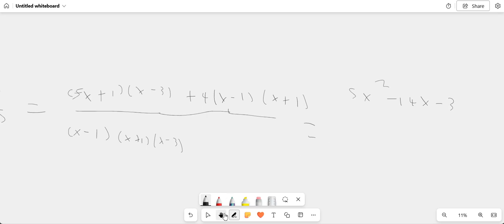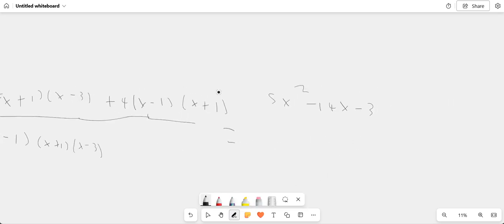There you go. And now, x plus 1 times x minus 1, that's the difference of two squares here. So that's just going to be plus 4 times x squared minus 1. Expand that, that becomes 4x squared minus 4. And all of that's over x minus 1, x plus 1, x minus 3.